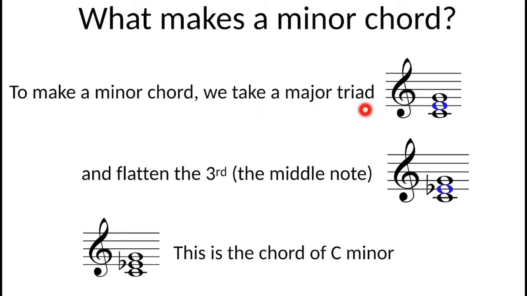So to make a minor chord, we take the basic major triad and we flatten the third. We make it lowered by a semitone, and that gives us the minor chord.